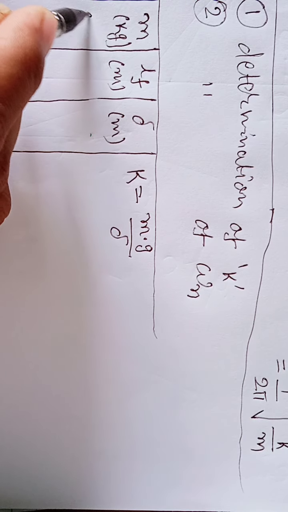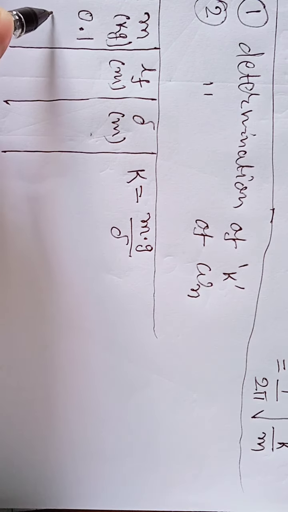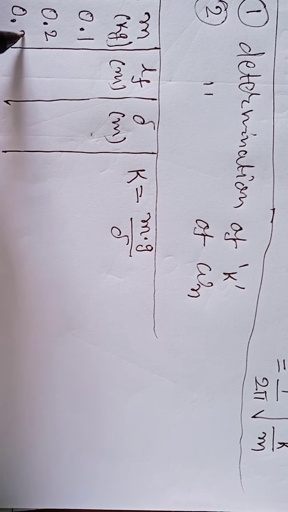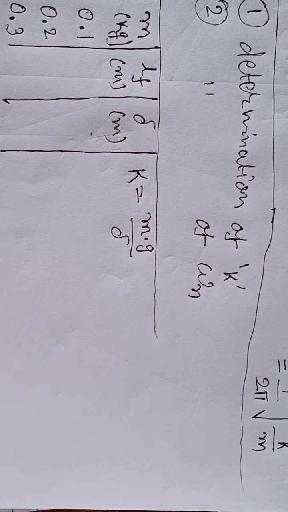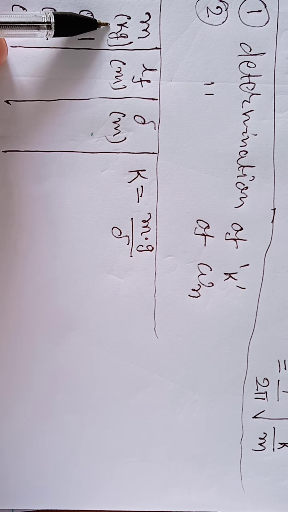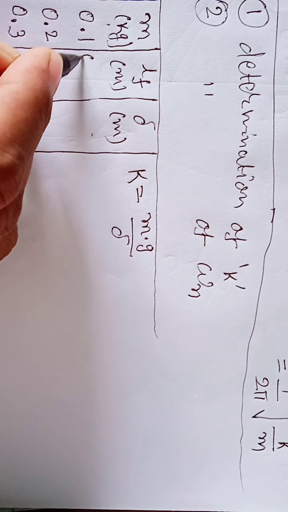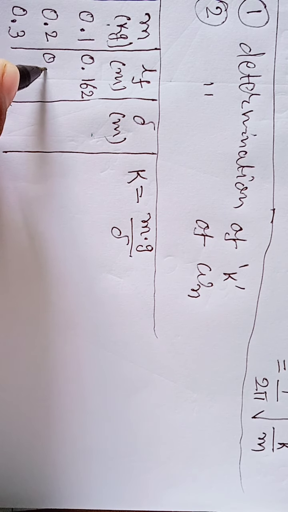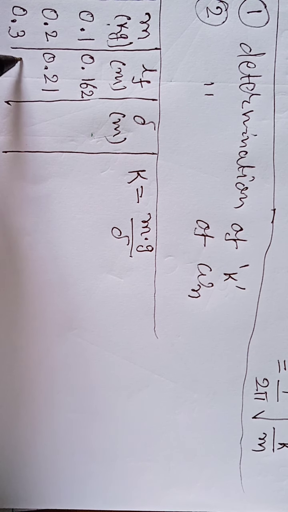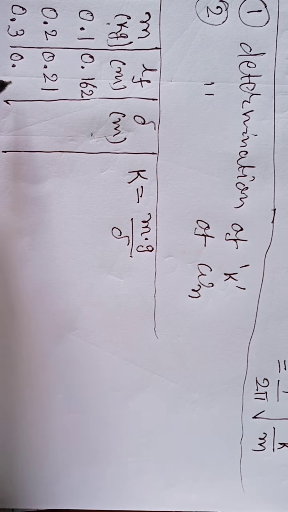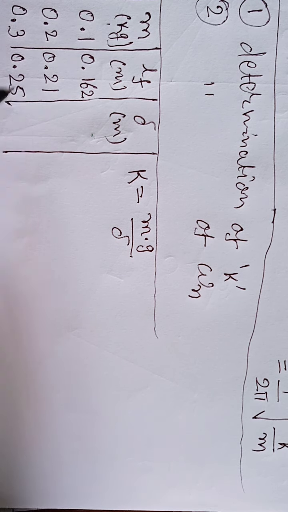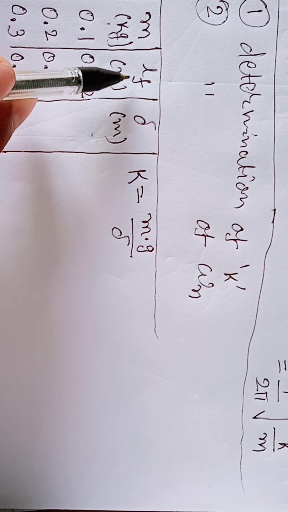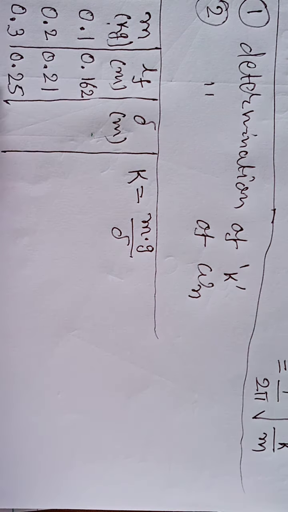Mass initially you put is 0.1, then 0.2, then 0.3 kg. Deflected lengths are 0.162, 0.21, 0.258. See, as load increases, obviously deflection will increase and final length will be larger.